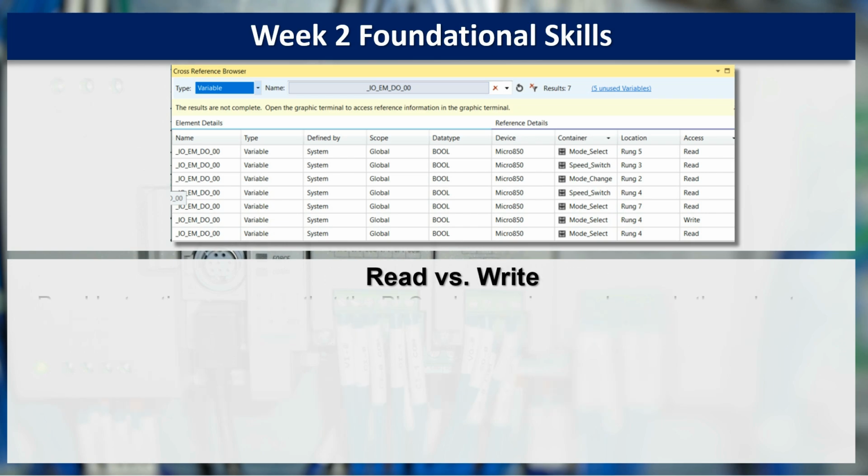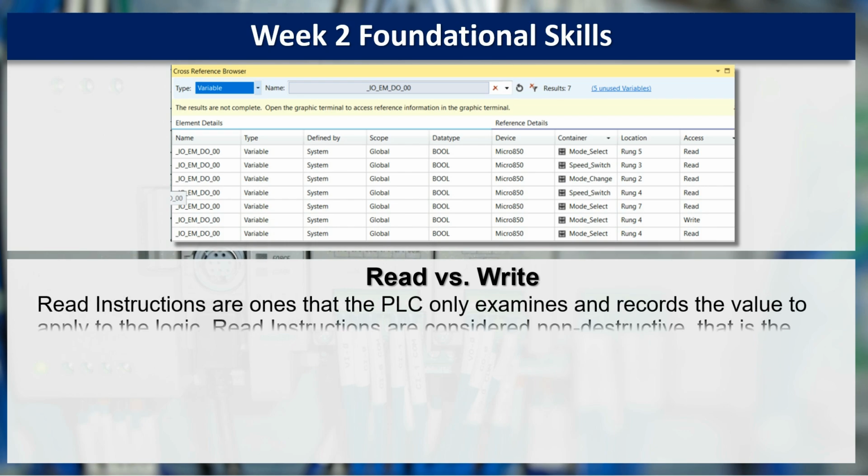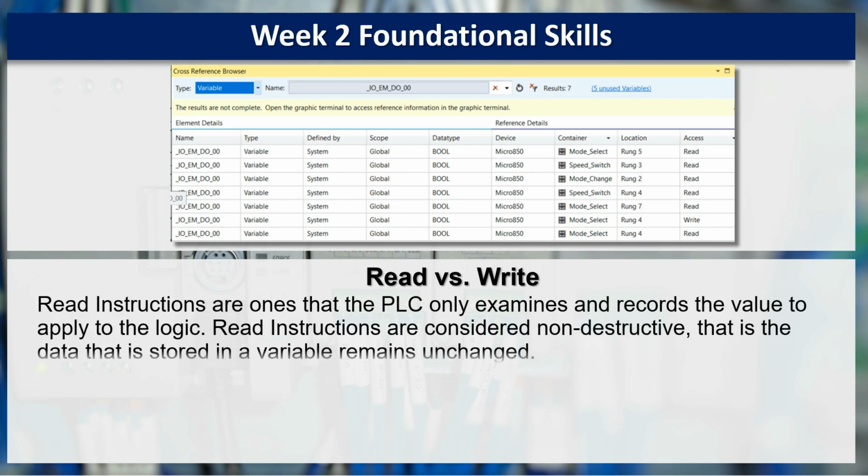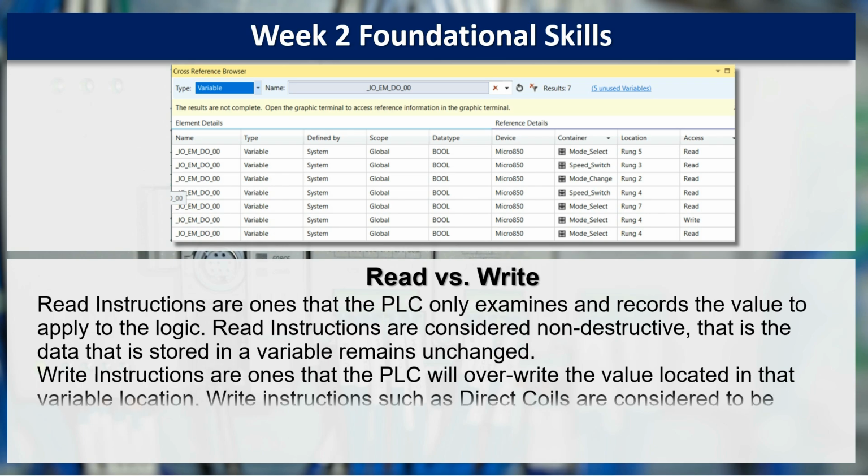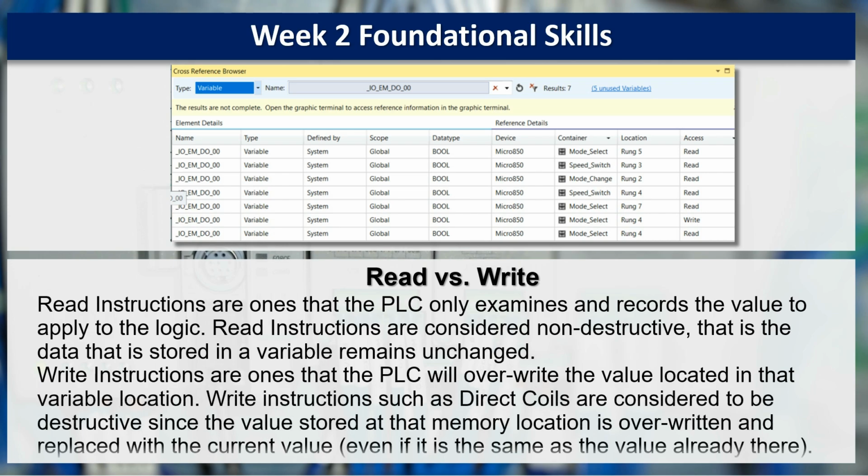As mentioned briefly before, read instructions are ones that the PLC only examines and records the values applied to the logic. Read instructions are considered non-destructive. That is, the data that is stored in a variable remains unchanged. Write instructions are ones the PLC will overwrite the value located in that variable location. Write instructions such as direct coils are considered to be destructive since the value stored at that memory location is overwritten and replaced with the current value, even if it's the same value that's already there.